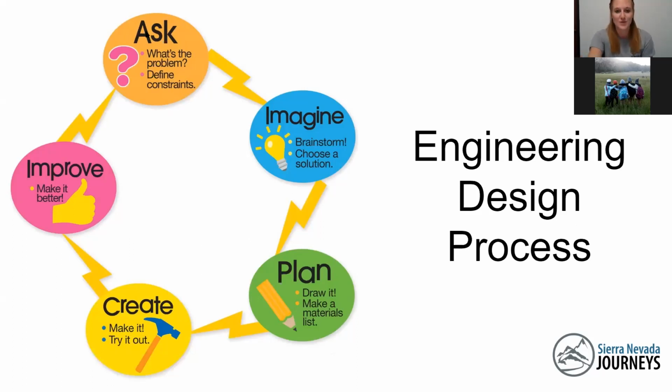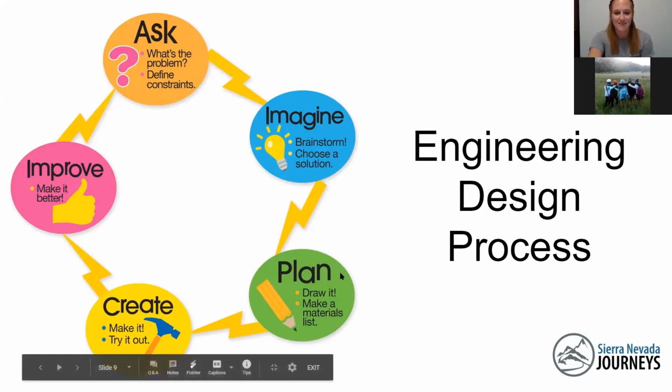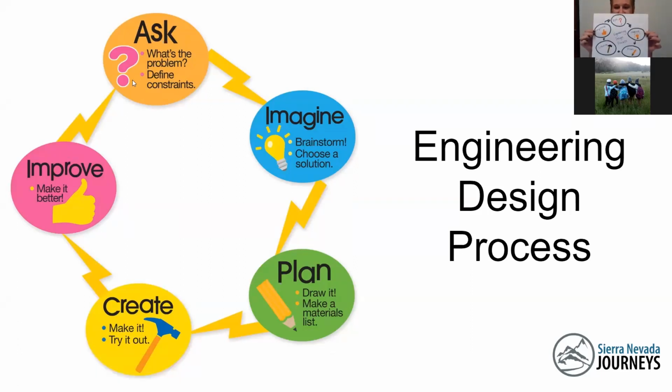After that, we're going to brainstorm and imagine some solutions. And then we get to start planning. Today, we're going to focus on these 2 bubbles. We're going to be creating our bridges today, and we're going to be improving our bridges. But just like we talked about last time, sometimes we might jump around in this. Once we are creating, we might learn that we have some more problems. We have to go back up to the top again. So we're going to use this engineering design process to help us work through our problem today.